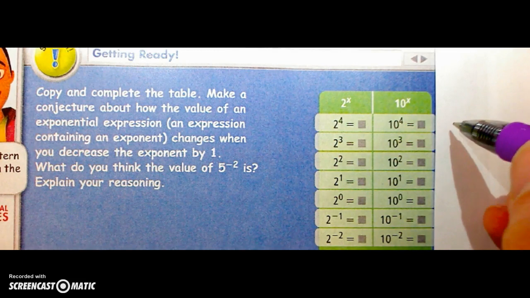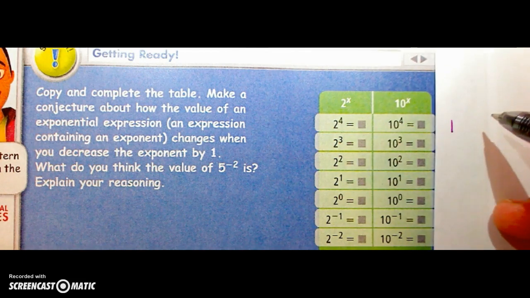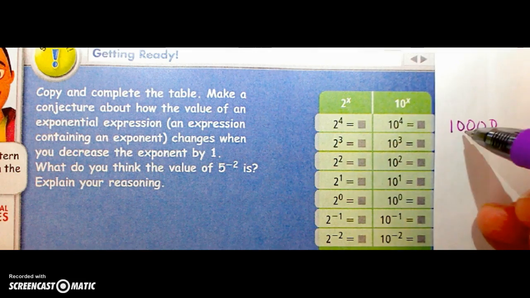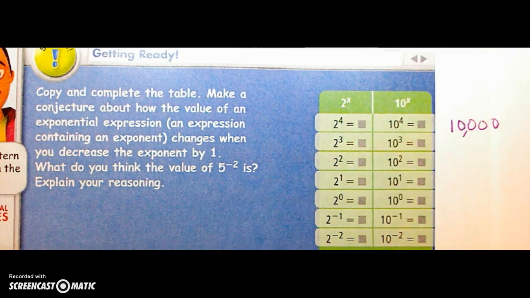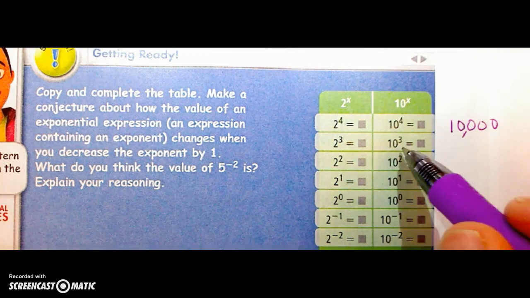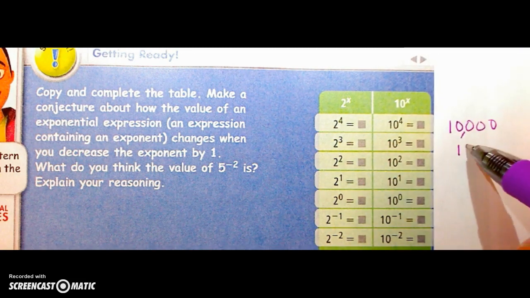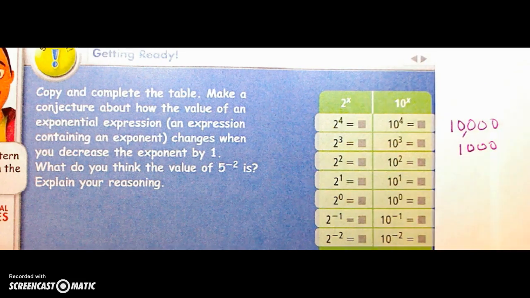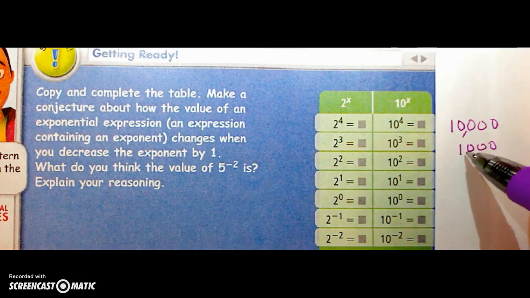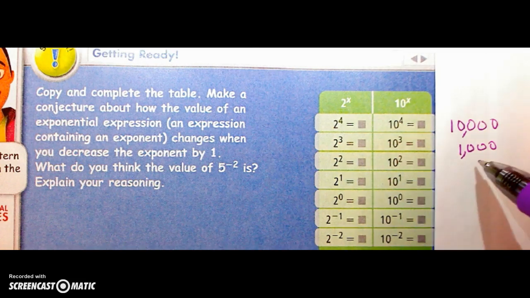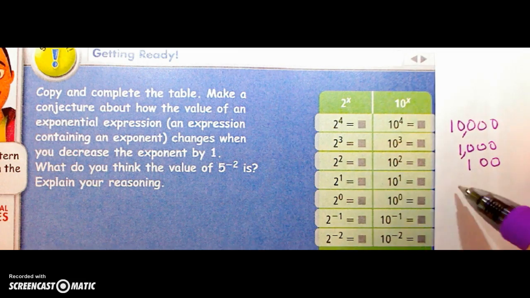So we have 10 times 10 times 10 times 10. 1, 2, 3, 4. I know I'm going to end up with 4 zeros. But if I go down to 10 to the 3rd, I'm going to have 10 times 10 times 10, which is 1,000. And then 2 tens multiplied together is 100. 1 ten, that's it. So I only have 1 ten.